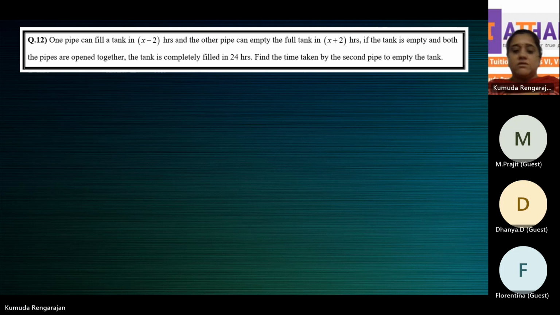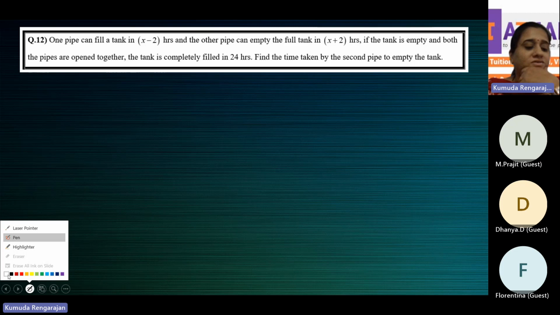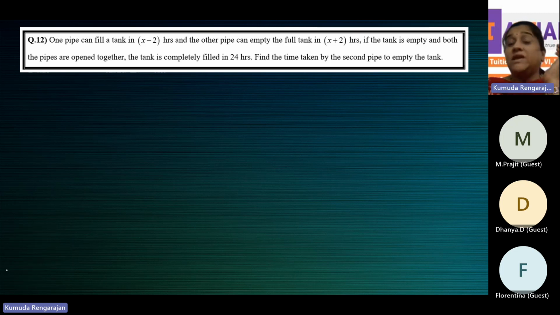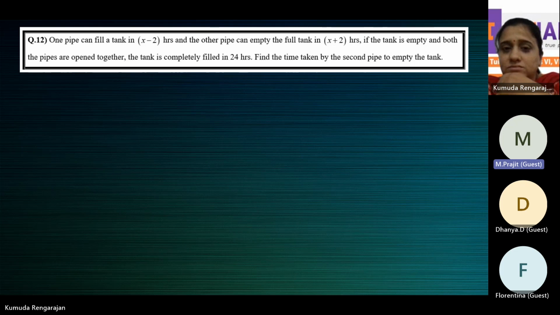Any question? Okay. So what is the total time taken by the filling pipe to complete its task? X minus 2 hours. No, I'm asking you children, what is the total time taken by the filling pipe to complete the work? 24 hours. Filling pipe alone. That is their combined work.